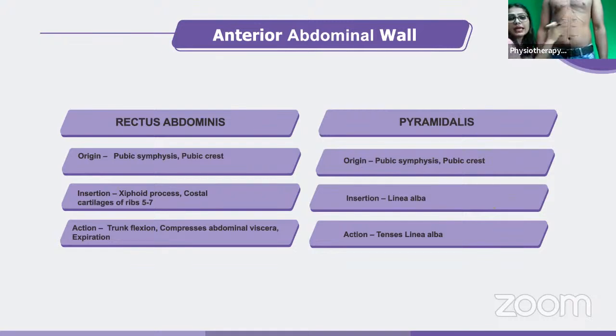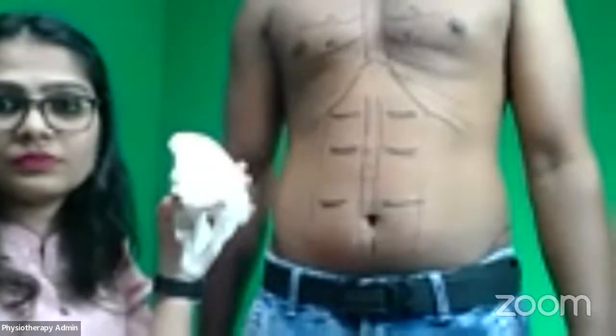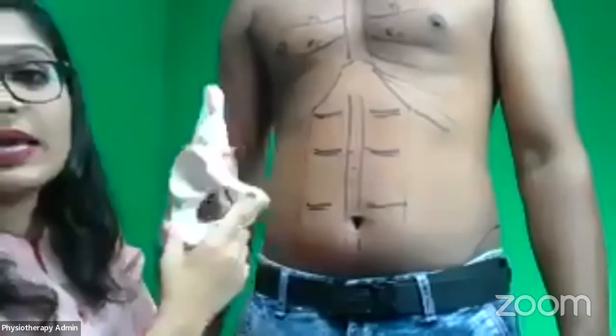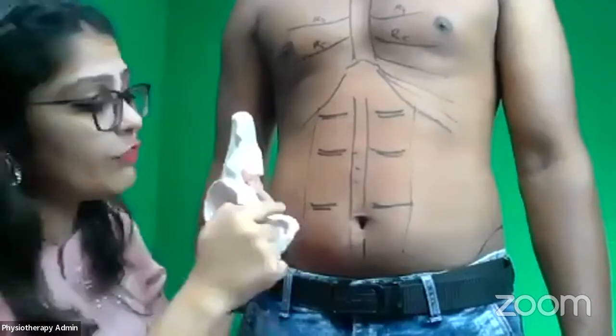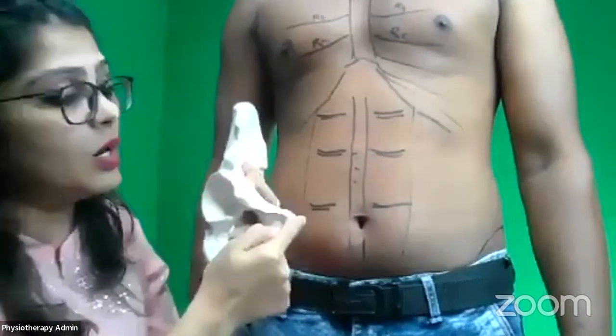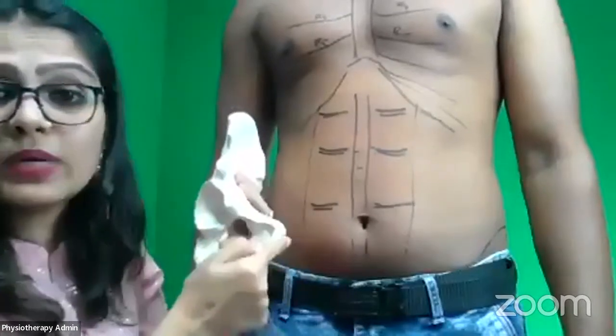So this rectus abdominis has its origin from where? It has its origin from the pubic symphysis and pubic crest. I've shown it to you. See, if I attach two bones, this will become your pubic symphysis. It will take its origin from the pubic crest and from the pubic symphysis. So this is the pubic crest and this is the pubic symphysis.